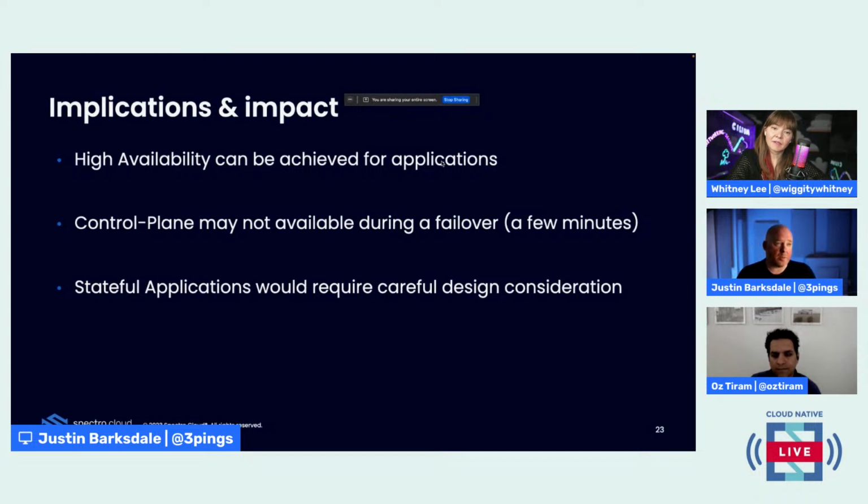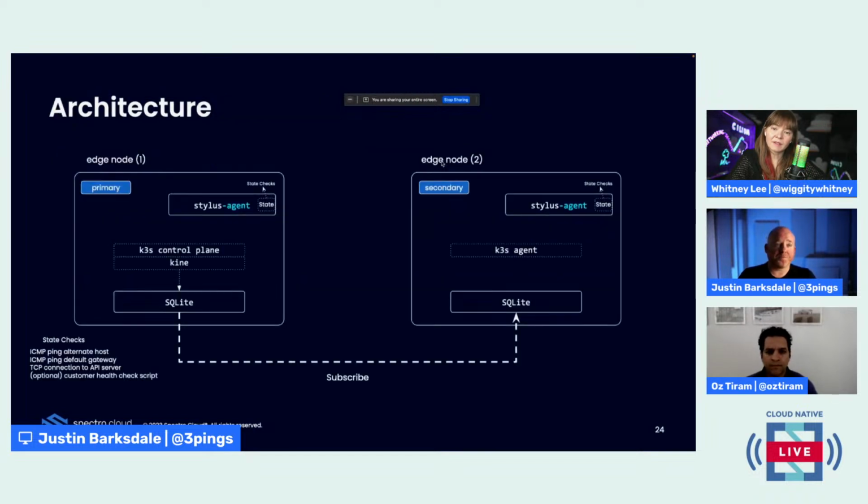The control plane high availability, as I mentioned, can be down for some period of time. We look at it like between 5 and 10 minutes is okay. And stateful applications would need very careful design considerations, and we really weren't targeting those types of applications, at least initially. So our architecture looks something like this.